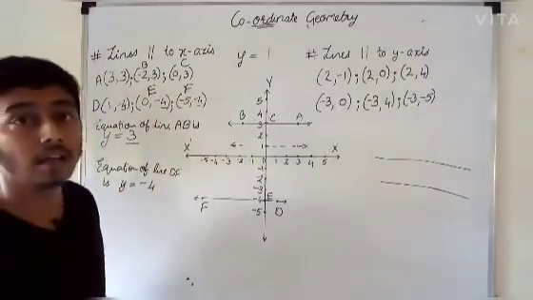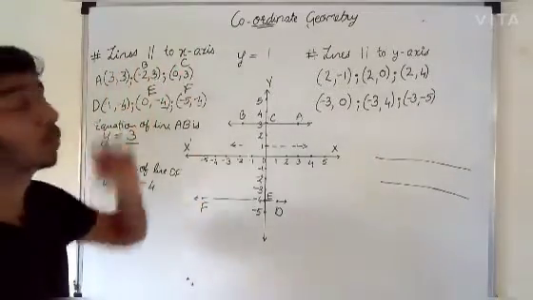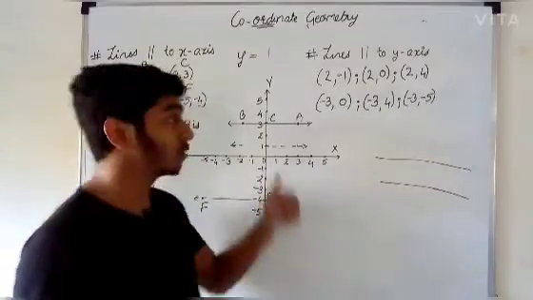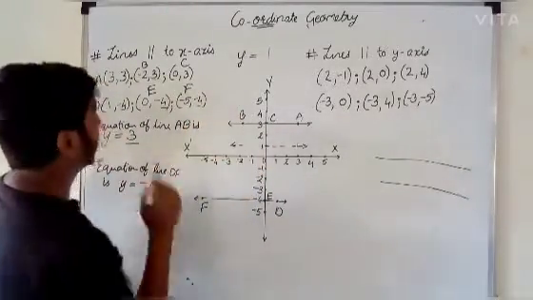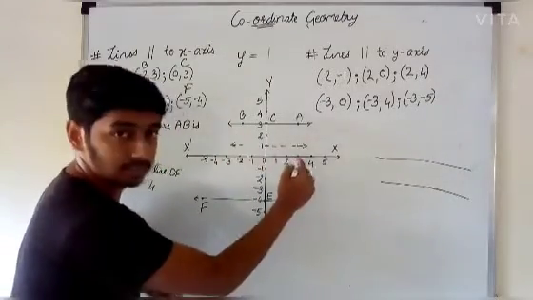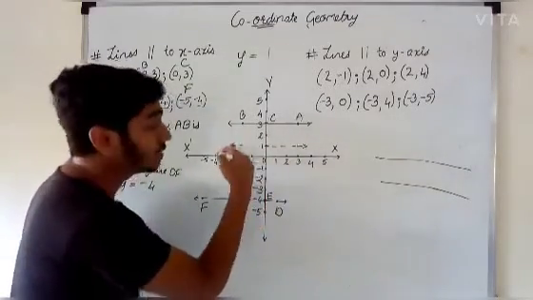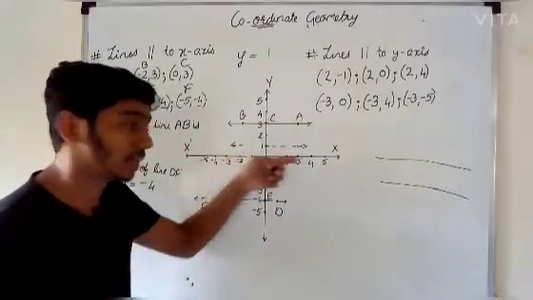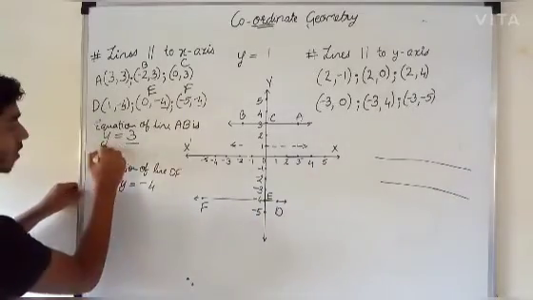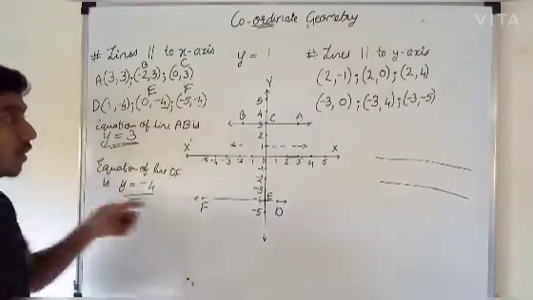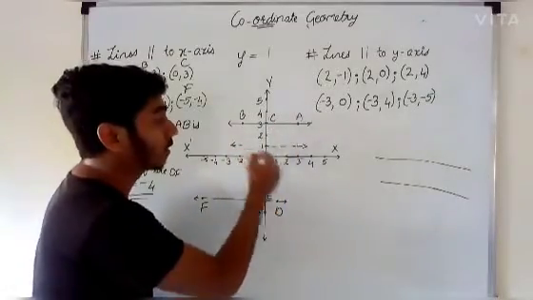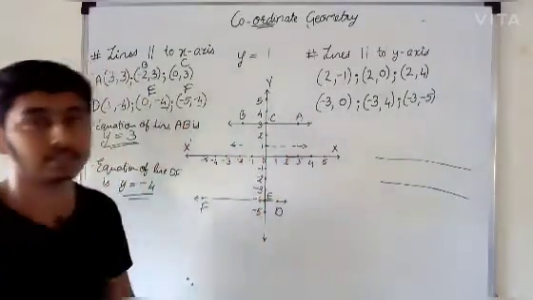What are we doing here? We are trying to find the general equation of lines parallel to x-axis. If we plotted these 3 lines, we came to know that when this is the x-axis, and if you want a line which is parallel to x-axis, you need to have y equal to something, like this way or this way. Then only you will be able to get a line which is parallel to x-axis.